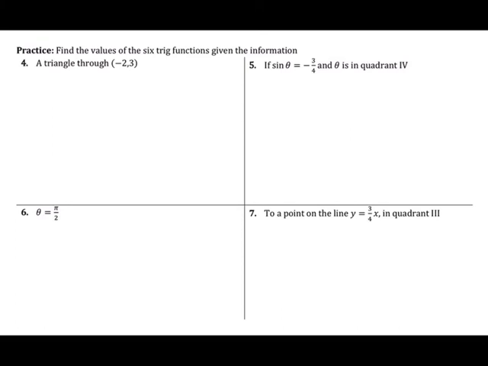Okay, a triangle through the point (-2, 3). So let's plot that point. -2, 1, 2, 3. That would be here. So I'm creating this right triangle. This length is -2. This length is 3. How do we find the hypotenuse?